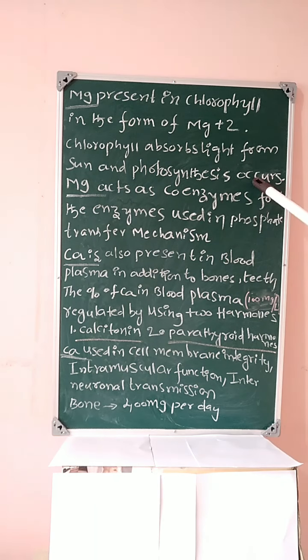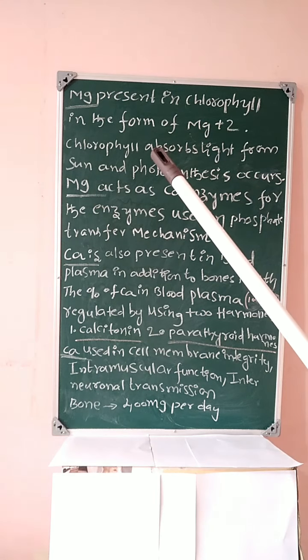That is very well known. In the photosynthesis process, the key role is played by the substance chlorophyll. Chlorophyll absorbs light from the sun, which causes the photosynthesis process. The chlorophyll role can be played by using Mg+2. Therefore, Mg+2 plays a key role in the photosynthesis process. Magnesium is present in chlorophyll in the form of Mg+2.